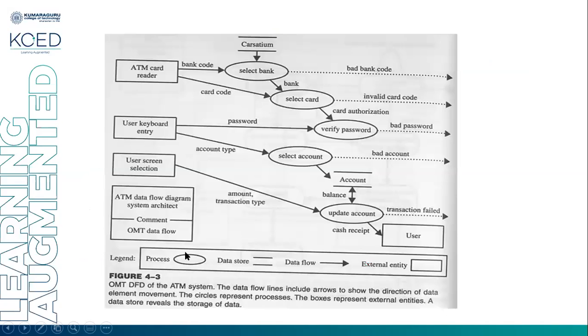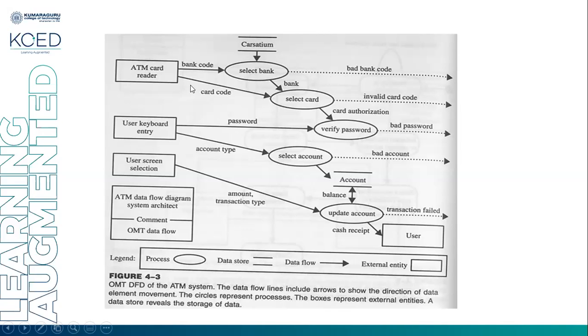So see this example. Processes are represented by the ellipse, a data store is represented by a line, which we can say is an unclosed rectangle open from both horizontal sides. Data flow is shown by the arrow. External entity is represented by the square. So the ATM card reader enters the bank code, then it checks against the bank and selects the bank code. If the bank code is bad, it will go out of the flow. The dotted arrow shows that this transaction goes out of the flow.